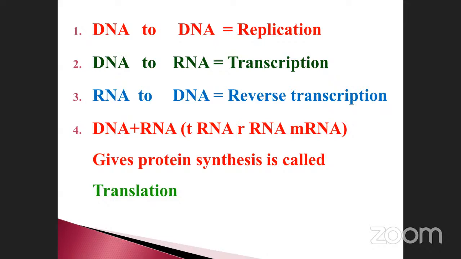Okay, that's why, for protein synthesis, which RNA is it? rRNA, ribosomal RNA, acts as a protein factory. Okay, these are very, very important. Just note it down, at the same time they asked this in NEET: DNA to DNA is replication, DNA to RNA is transcription, RNA to DNA is reverse transcription, and DNA plus RNA, where protein biosynthesis takes place, is called translation.